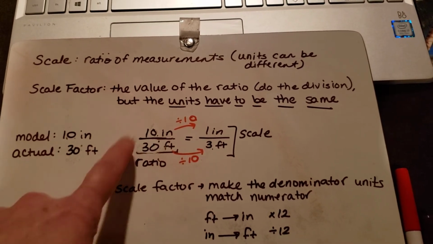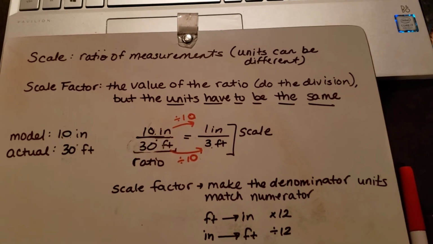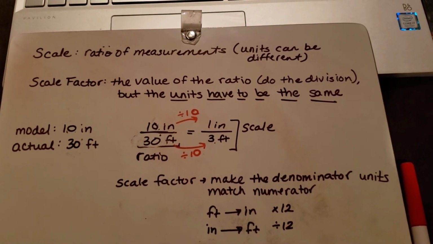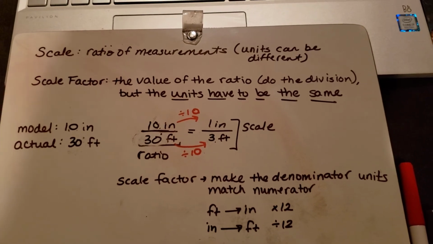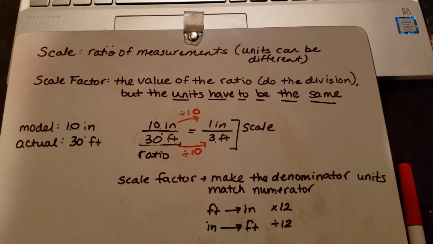And then we want to get it down to the scale, so we have a numerator of 1. More often than not, the scale has a numerator of 1. If you look at map scales, most of the time it's 1 inch equals this, or 1 centimeter equals this, or something like that.